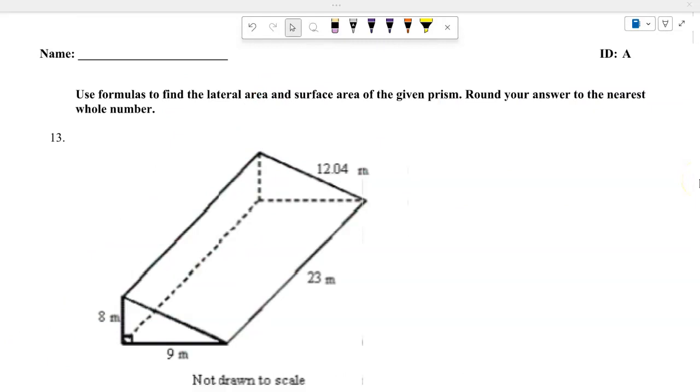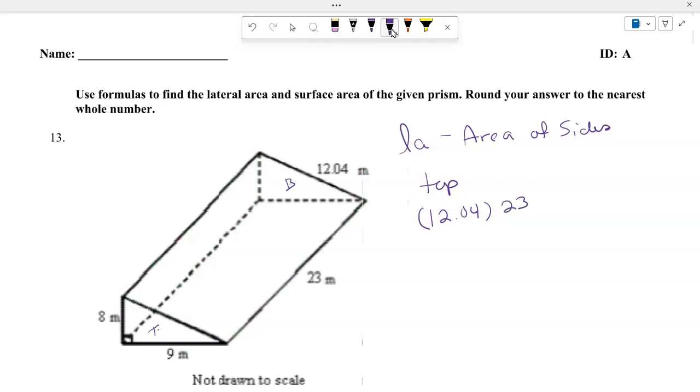Round your answer to the nearest whole number. So you're going to have to find the lateral area. You're going to have to find the area of each of the faces. This is the top face, this is the bottom face. So to find the lateral area, it's going to be the area of the sides. If we look at the biggest side, it's a 23 by 12.04 rectangle. So that area, which is on the top, will be 12.04 times 23 meters.